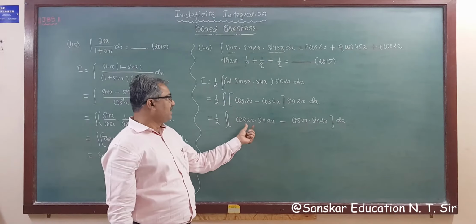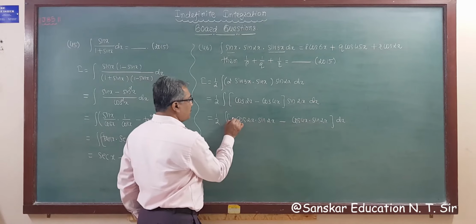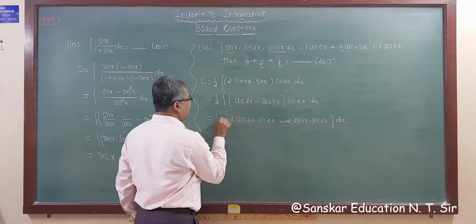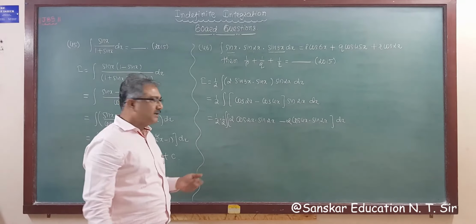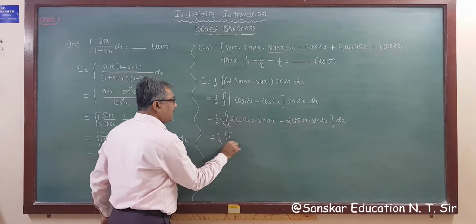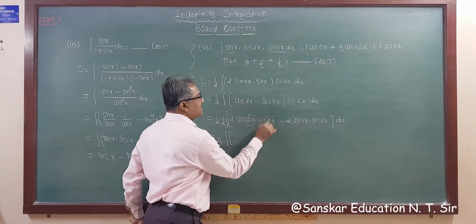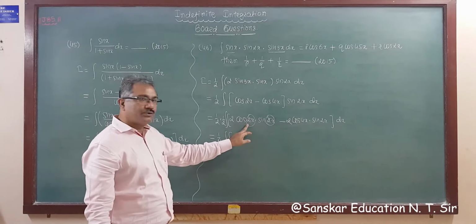Once again, cos A sin B needs a 2, so we multiply by 2 here. That means we have to divide by 2 for the whole integral. So this becomes 1 upon 4 integration. Now this is 2 sin theta cos theta, which is sin 2 theta, so 2 into 2x is 4x.